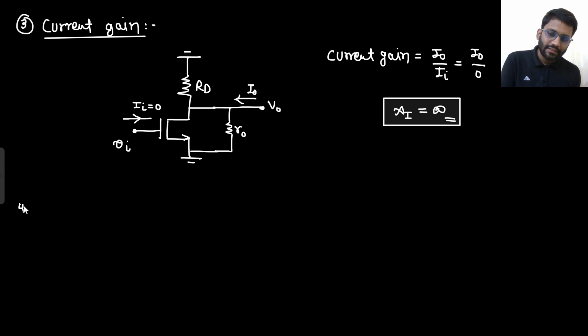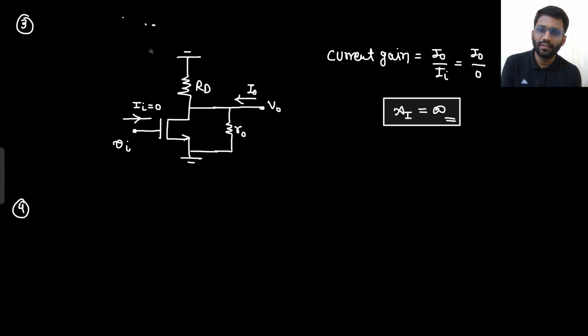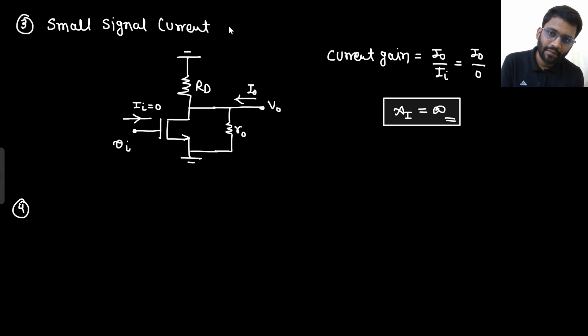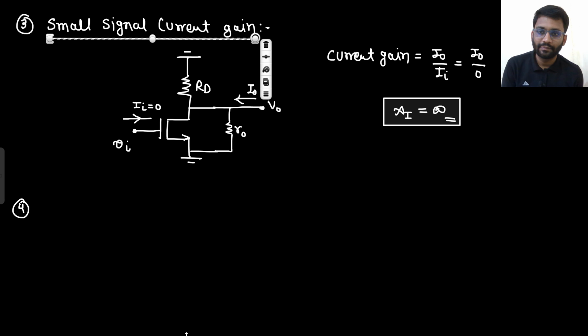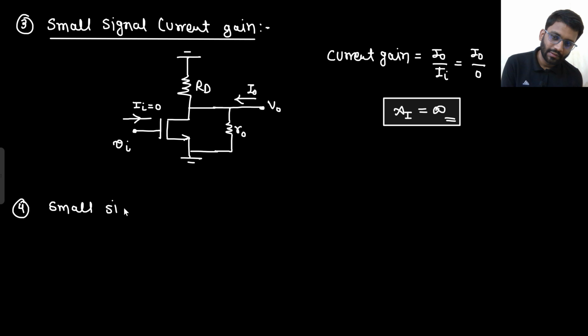Now one more thing they can ask, that is input resistance. This is all small signal output resistance. This is also small signal current gain. This is also small signal input resistance. So I should write small signal current gain. All are small signal only. Small signal current gain. This will be small signal input resistance.